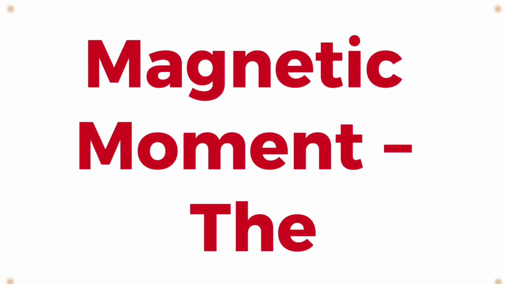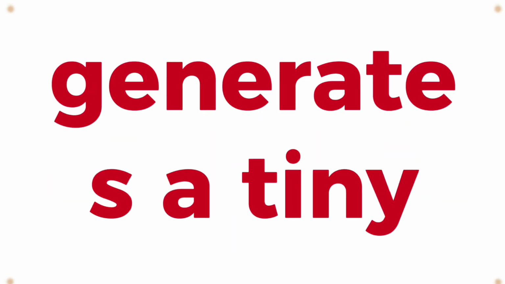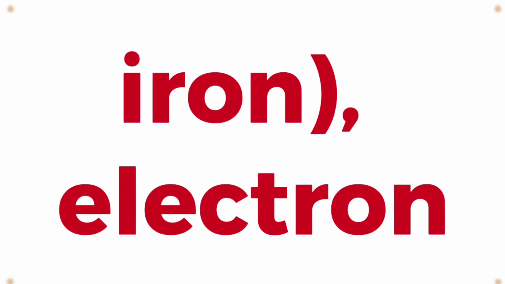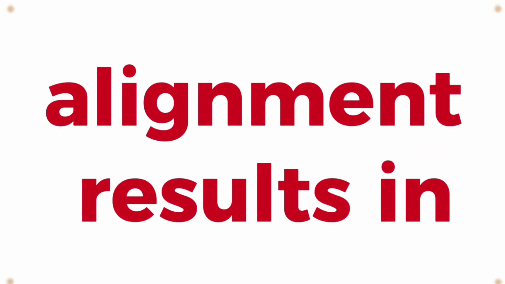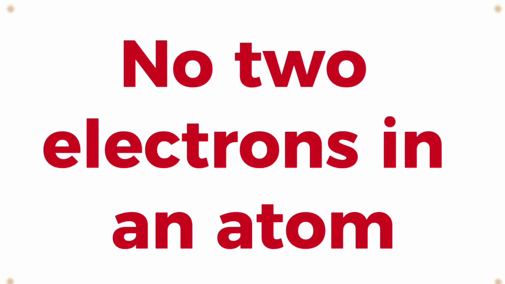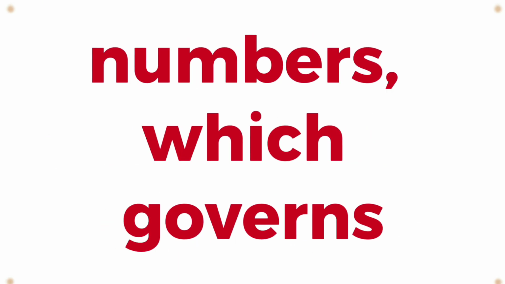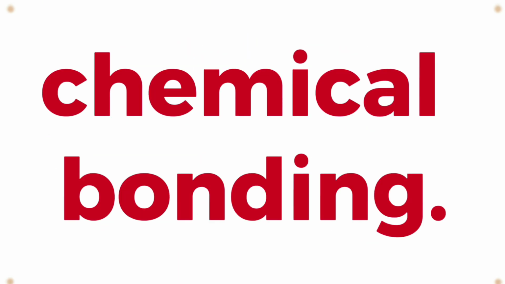6. Magnetic moment. The movement of electrons generates a tiny magnetic field. In some materials like iron, electron alignment results in ferromagnetism. 7. Pauli Exclusion Principle. No two electrons in an atom can have identical quantum numbers, which governs atomic structure and chemical bonding.